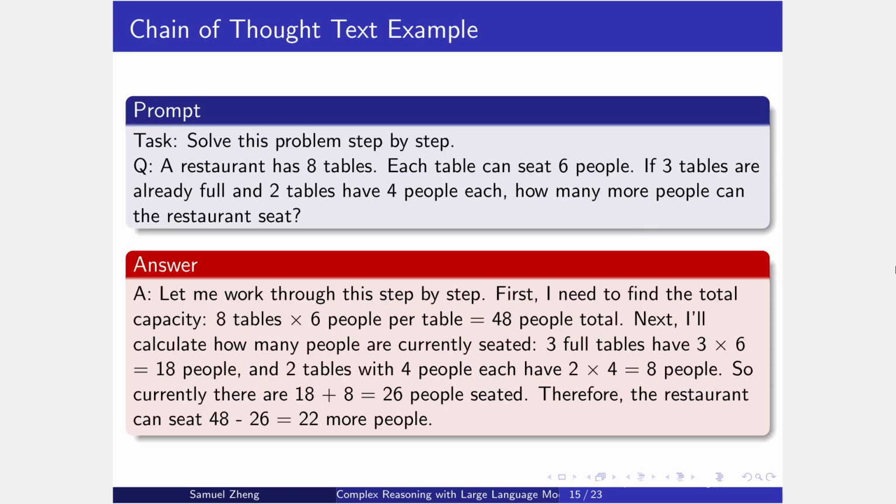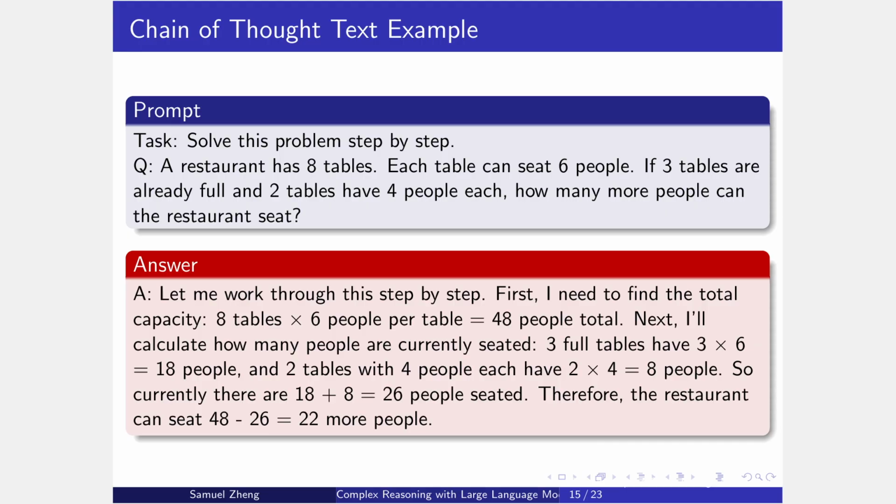So let me show you an example of chain of thought in action with a more complex problem. So here we have a restaurant seating problem that requires multiple steps to solve. And we notice how the model's response breaks down the problem systematically, first calculating total capacity, then determining current occupancy, and then finally computing the remaining capacity. Each step builds logically on the previous one, and the model shows its work throughout. This transparency in reasoning not only leads to better answers, but also makes the AI's thinking process interpretable and verifiable.